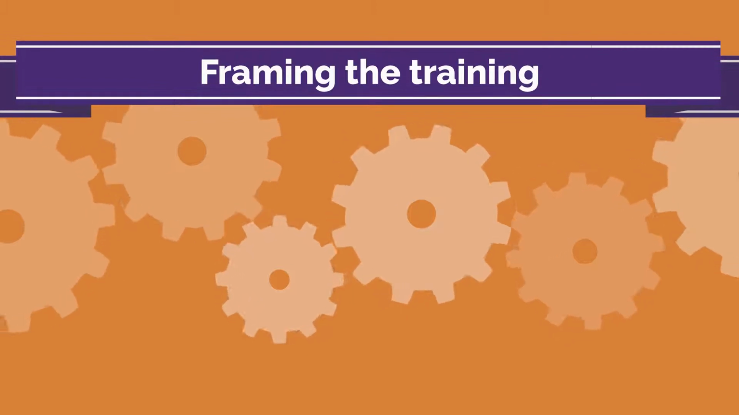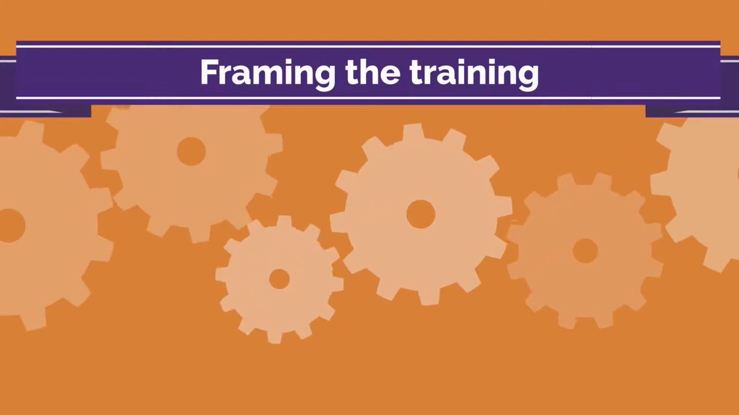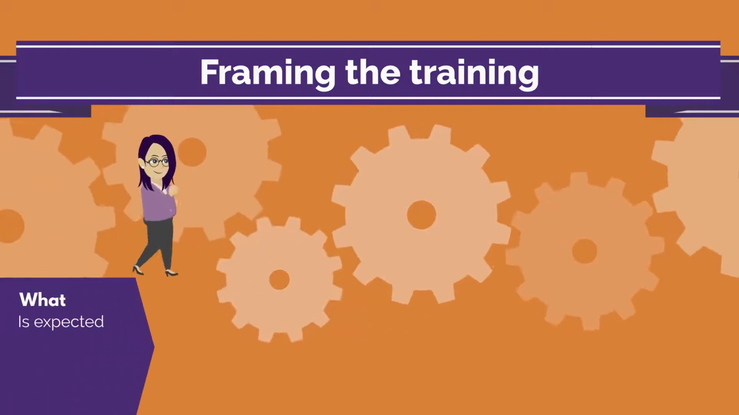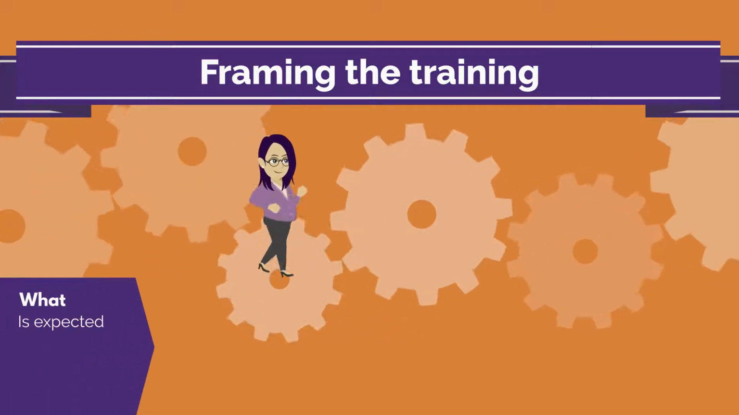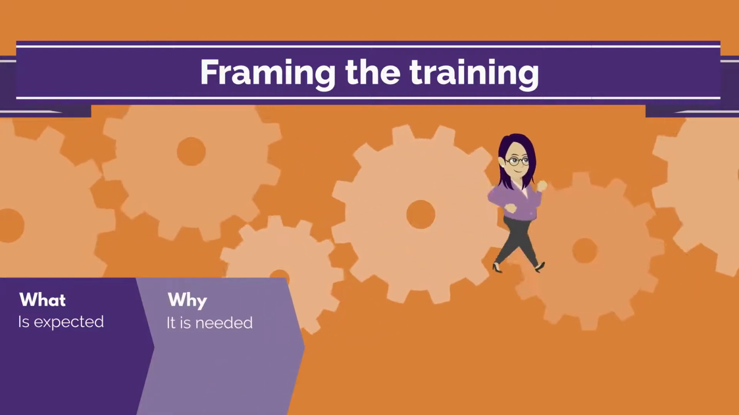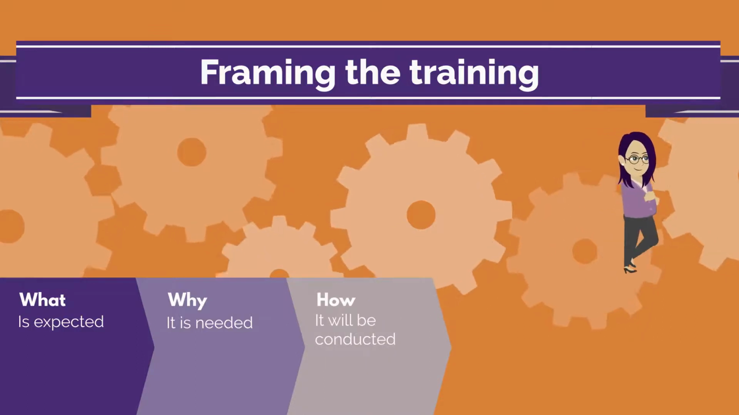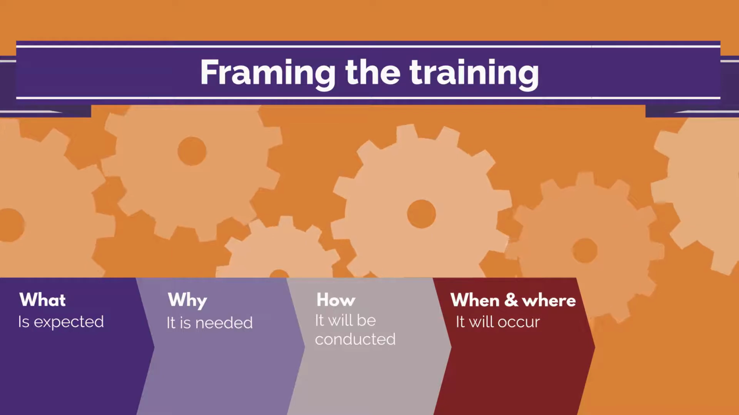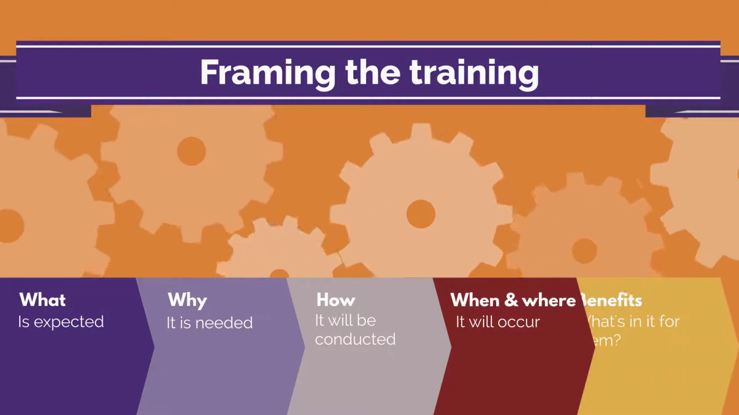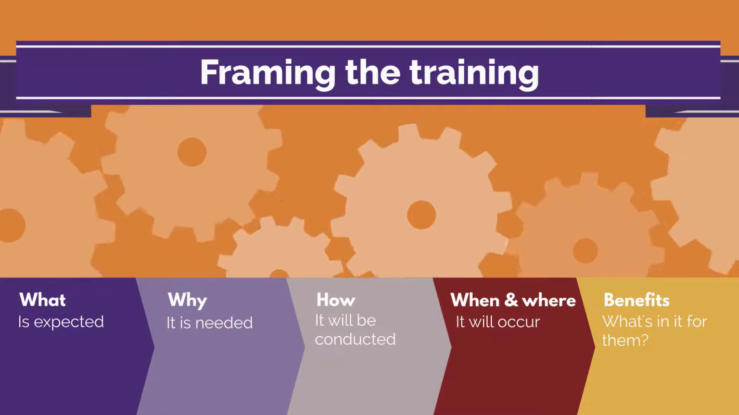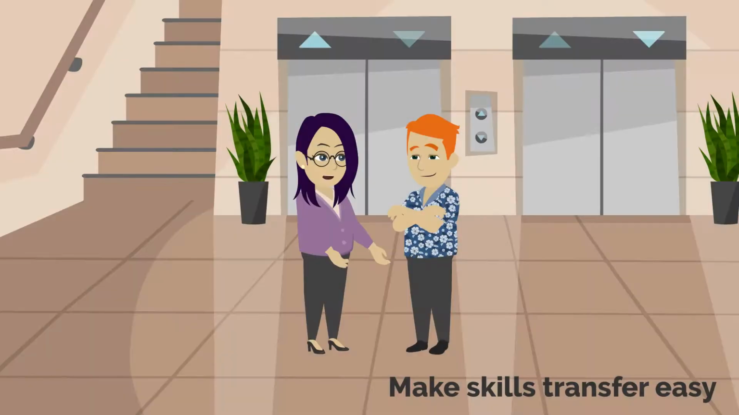For example, at the beginning of the training session, it is critical for the trainer to frame the session and what is expected of the learner. This includes the reason why the training is needed, how the training will be conducted, when and where the training will occur, and most importantly, what the learner can expect and how it will specifically benefit them. Making skill transfer easy for the learner.